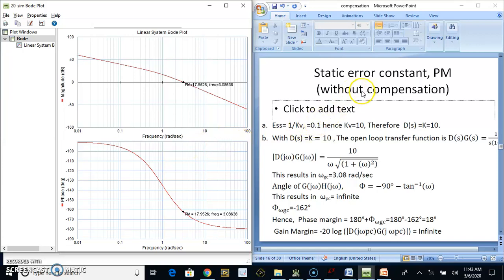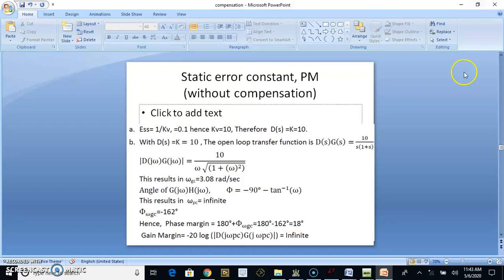This is actually without compensation, considering D(s) as only K. We have not considered any poles and zeros of the compensator network. We'll consider that and then revisit the simulator to get that design.